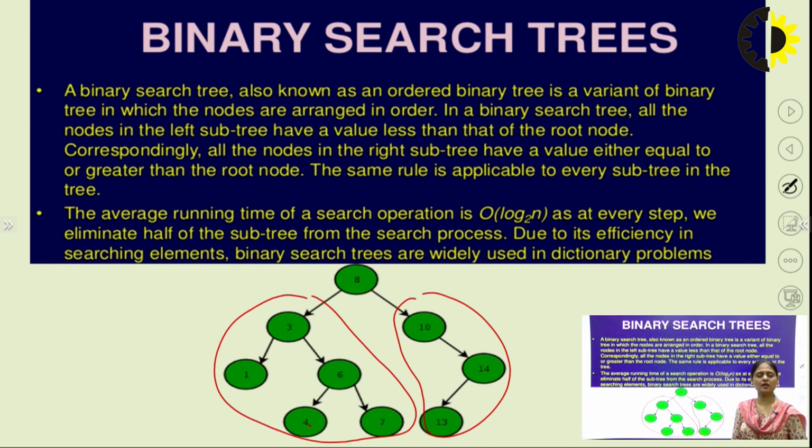I have said that the average running time of a search operation is big O of log n, as at every step we eliminate half of the subtree from the search process. If we have n elements, at every step we divide the elements by 2, so it becomes n by 2 and n by 2, and we search on a single side only. So the time complexity gets reduced to half at every step. Due to its efficiency in searching elements, binary search trees are widely used in many applications such as dictionary based problems.